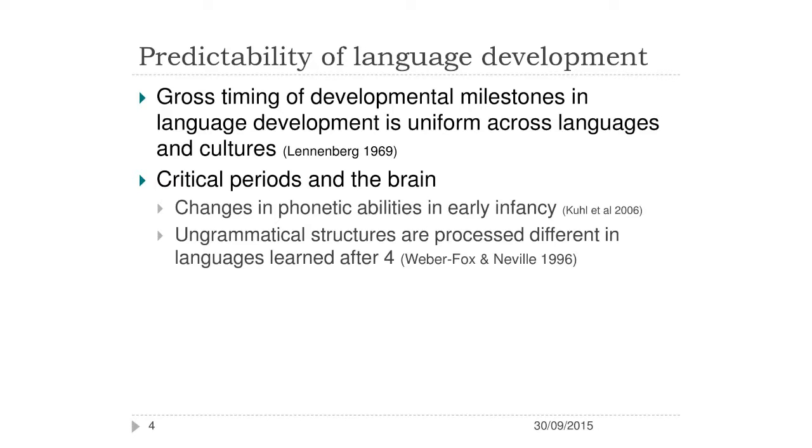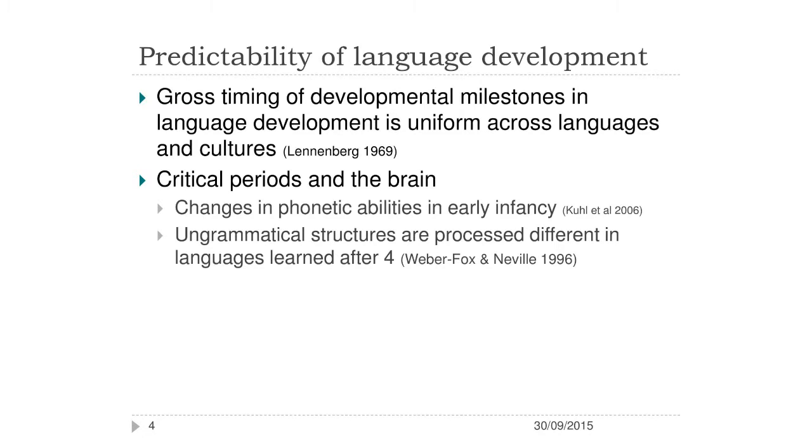One observation dating back to Lenneberg is that across languages and cultures, language is a robust development. It's fairly uniform in a temporal sense. Some of this is obviously attributable to maturational changes in the brain. For instance, how the brain processes sounds changes between 6 months and 10 months of age. That's the first critical period in language development. The second critical period shows up around the age of 5.